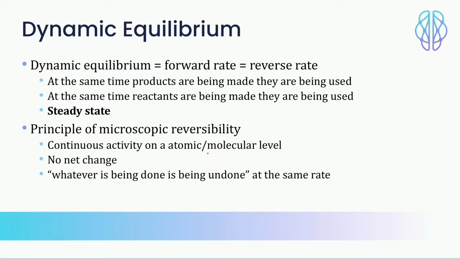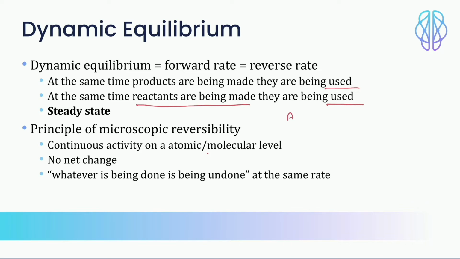So dynamic equilibrium is when our forward rate equals our reverse rate. And think back to what I was saying about equilibrium wanting to balance on our scales. Dynamic equilibrium is when that forward rate balances with the reverse rate. So a way to think of that is at the same time products are being made, they are being used, and vice versa. At the same time reactants are being made, they're also being used. And this is called a steady state. So a steady state of chemicals being produced, and those same chemicals that are being produced, our products, are also being used up to create our reactants.